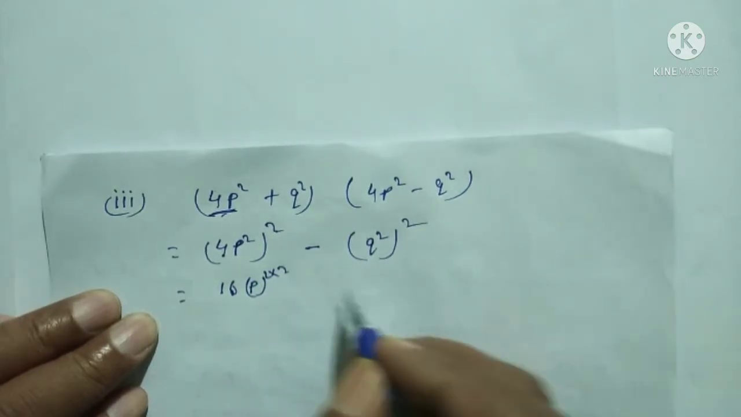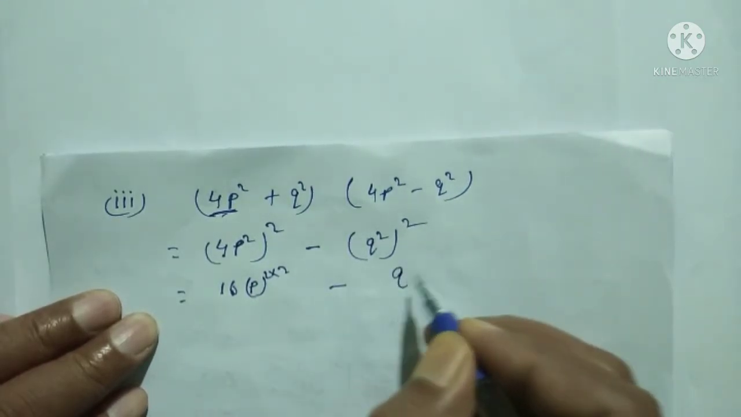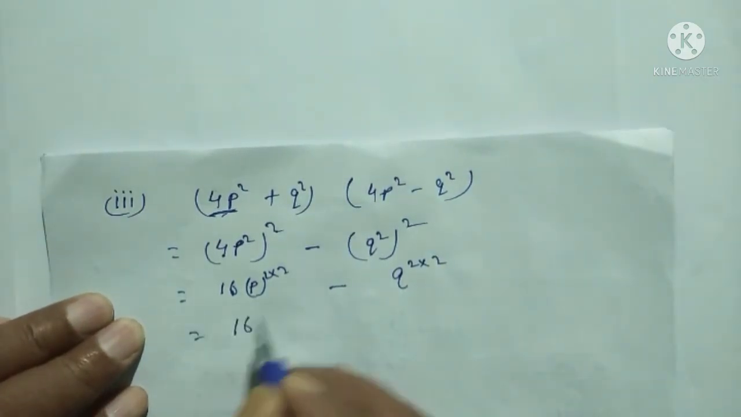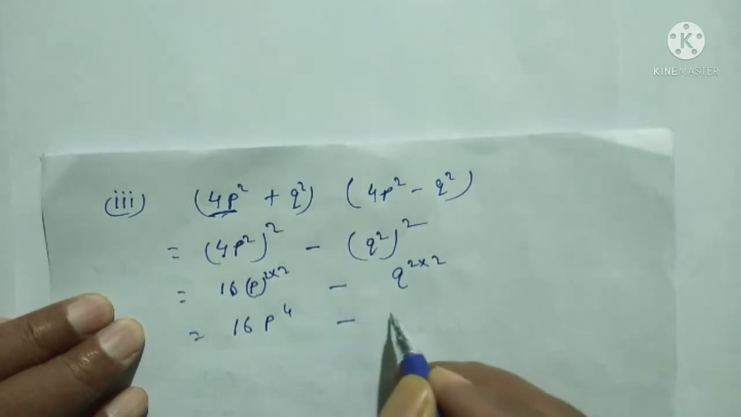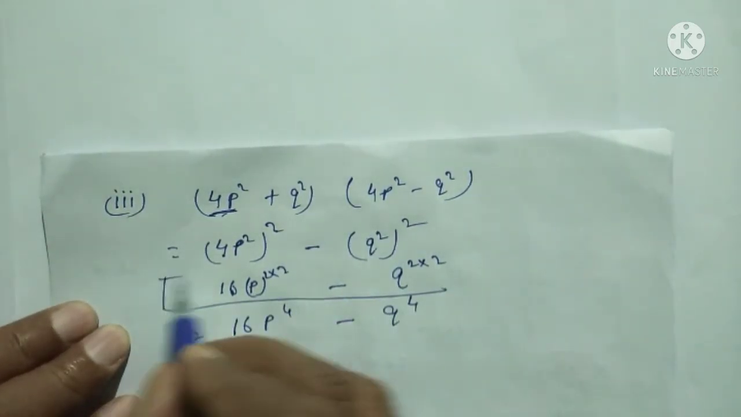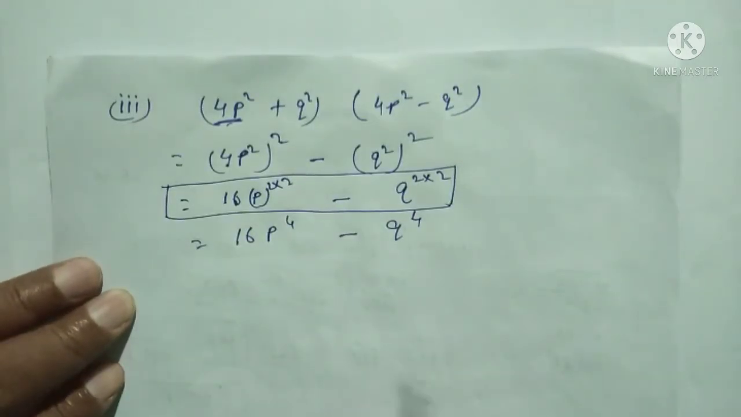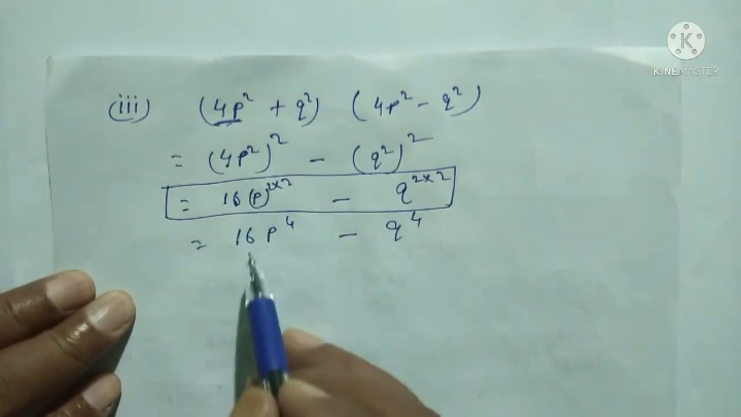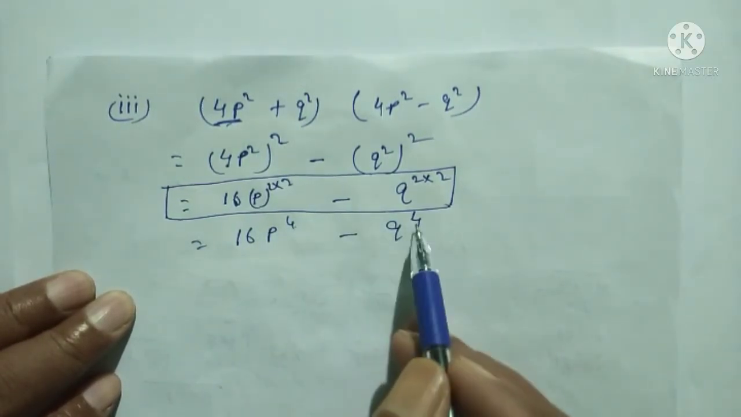Power into power, 2 2 is 4. Power is 2 into 2. So 16 P to the power 4 minus Q to the power 4. You can leave this step. So write 16p to the power 4 minus q to the power 4.